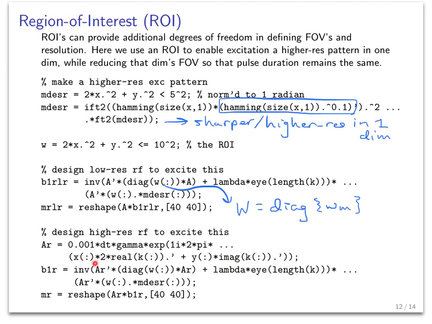So we're trying to excite a sharper pattern in the x direction, and then we take this matrix and solve it just as before with the ROI, right? So it's the same equation as this, but just replacing the A matrix with the higher resolution AR matrix. And then we take the forward projection to get the ROI pattern MR, right? The pattern that this B1R excites. Okay, and hopefully it will actually be a little bit nicer looking than this one.